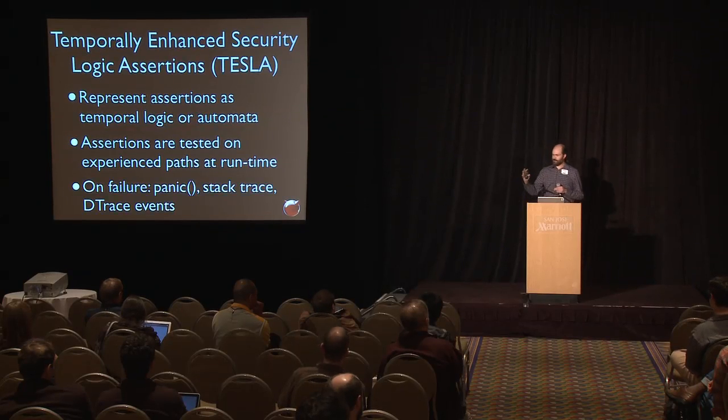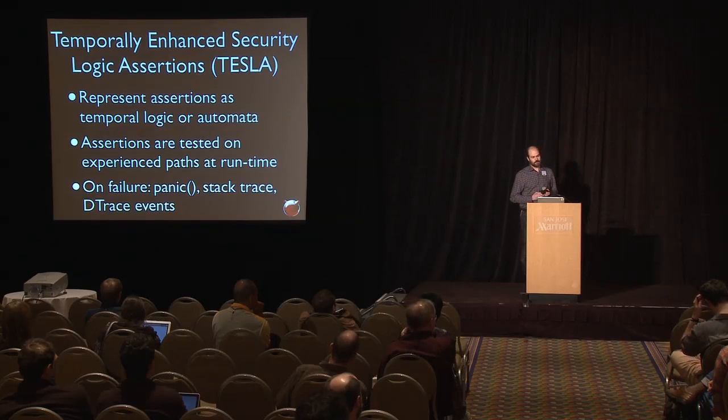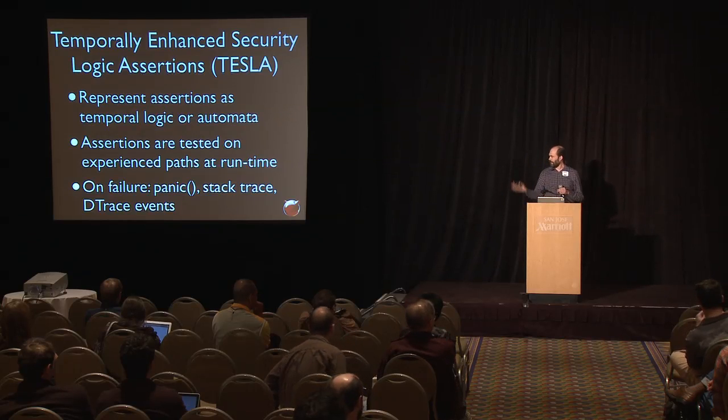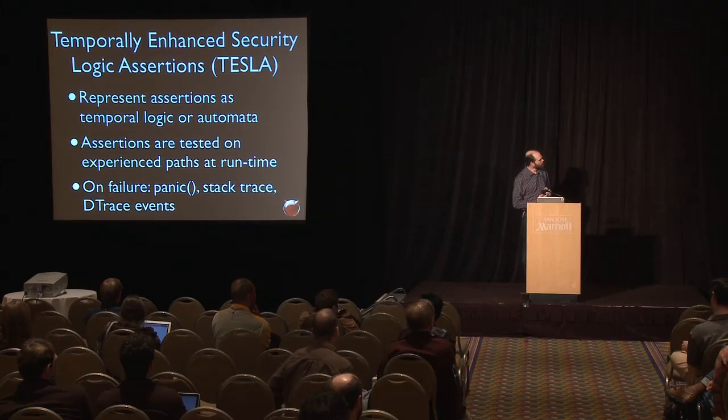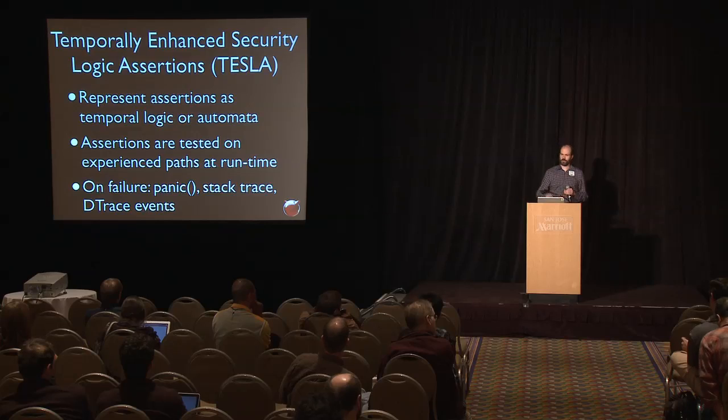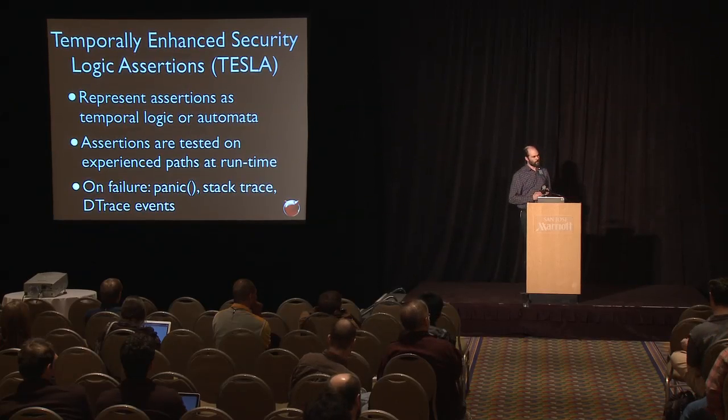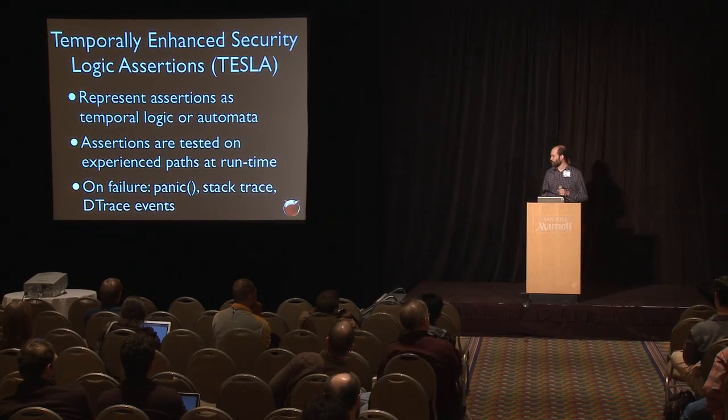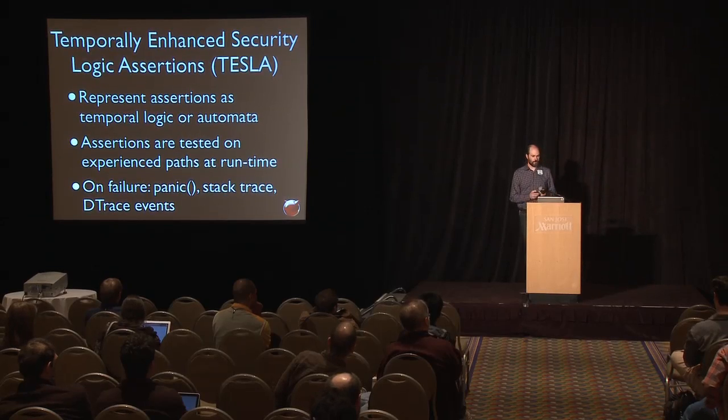And then when things fail, it's a classic assertion. So you have your option. You can either panic, which would be a traditional behavior of a kernel assert. You could alternatively issue a stack trace at that point, or you can generate a dtrace event, and then you can pretty much do anything from there.